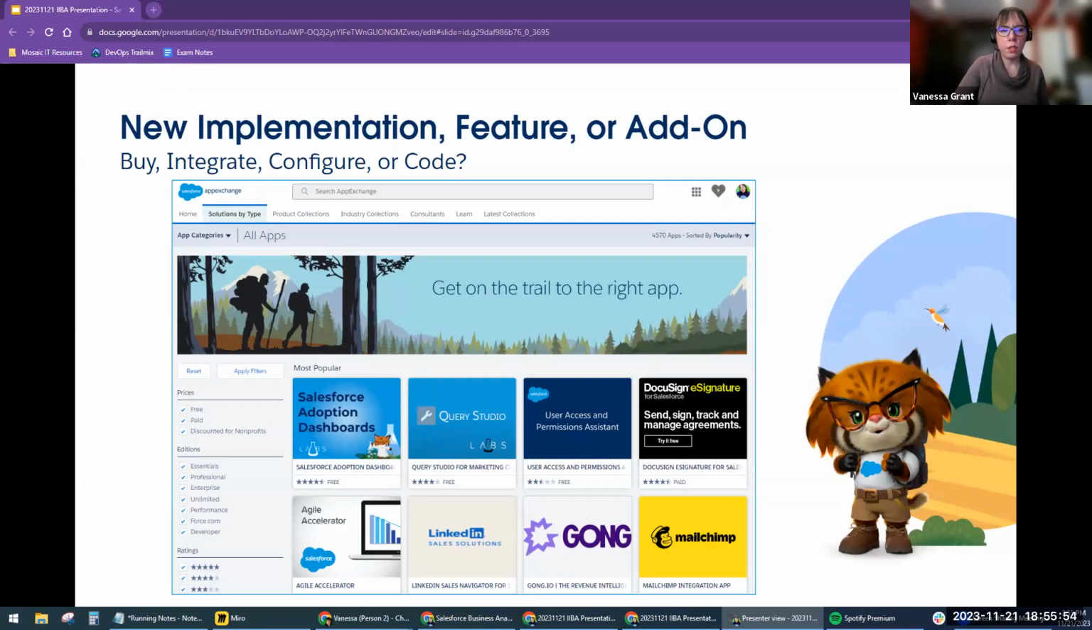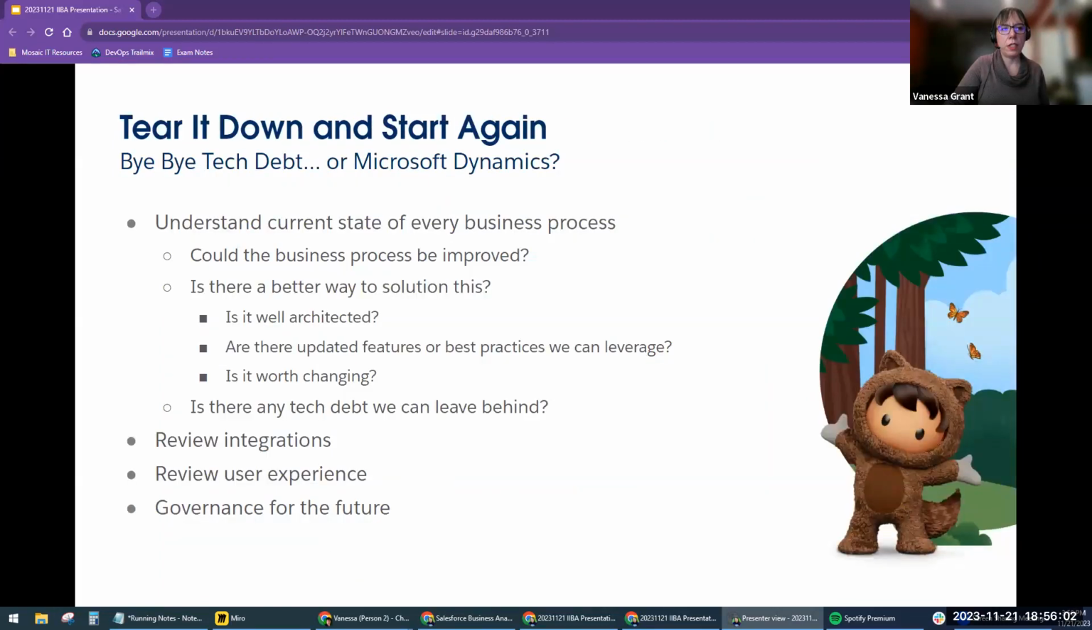features, or add-ons. The next type of project, and unfortunately I've run into this one a lot, is the tear it down and start again project. So this is the either bye-bye tech debt or possibly another CRM, or maybe Google Sheets.